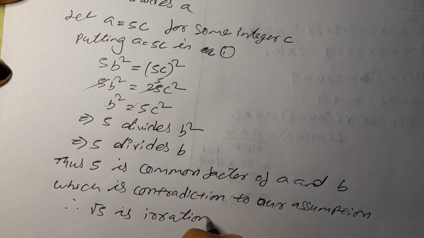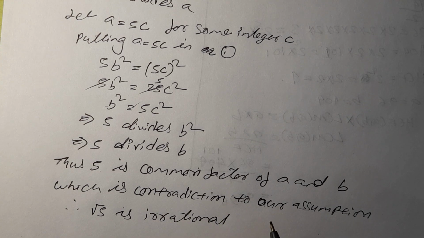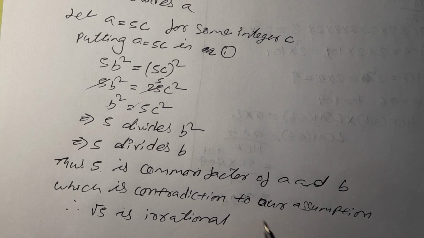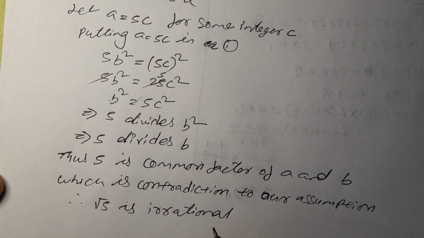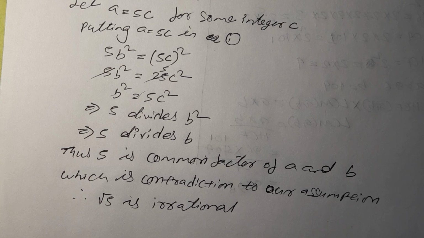We have considered it is a rational number. Rational number means rational number in the simplest form, but we got 5 divides both a and b, so that is wrong. We have considered that root 5 is a rational number, that is wrong. So it has to be an irrational number, because in the real numbers, if it is not a rational number it has to be irrational. Therefore root 5 is an irrational number. So this is the result.